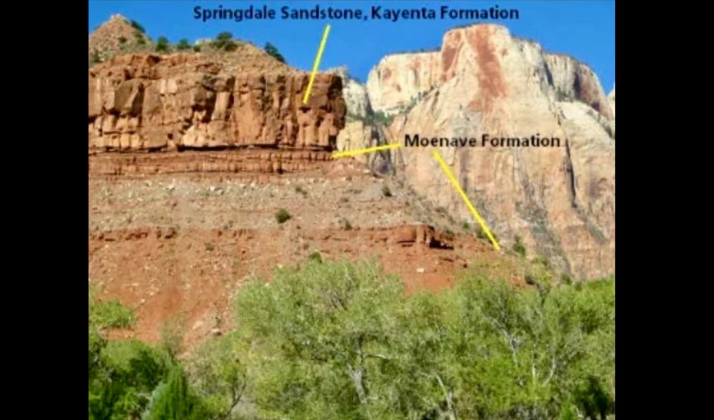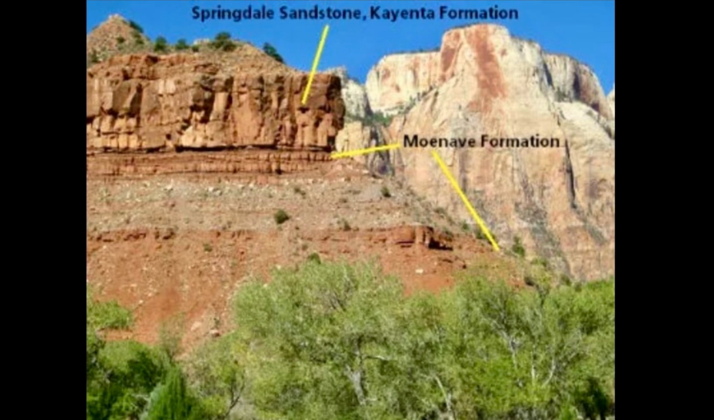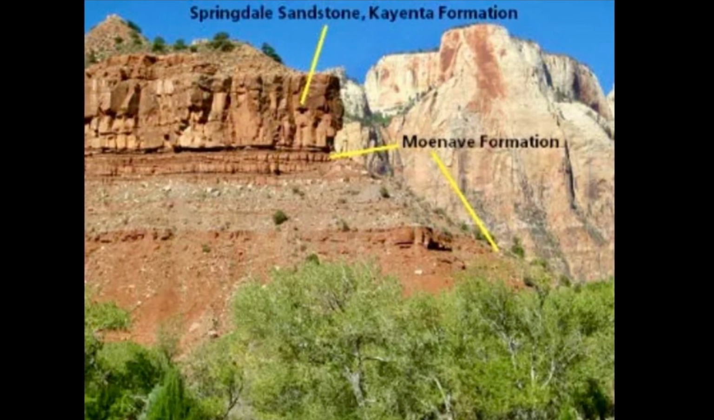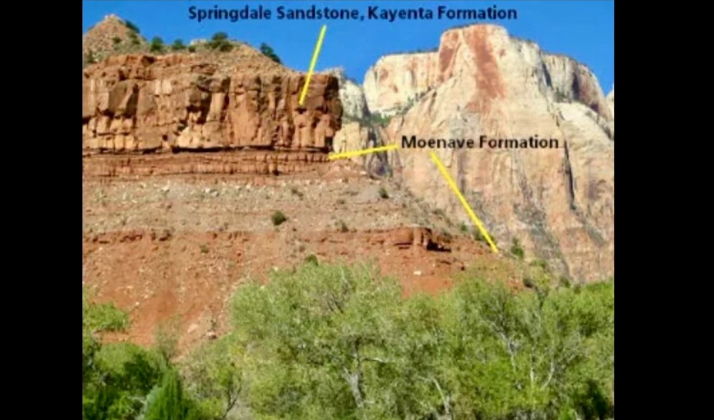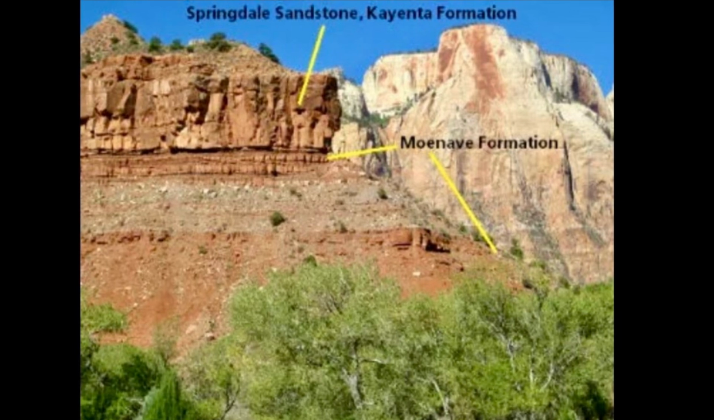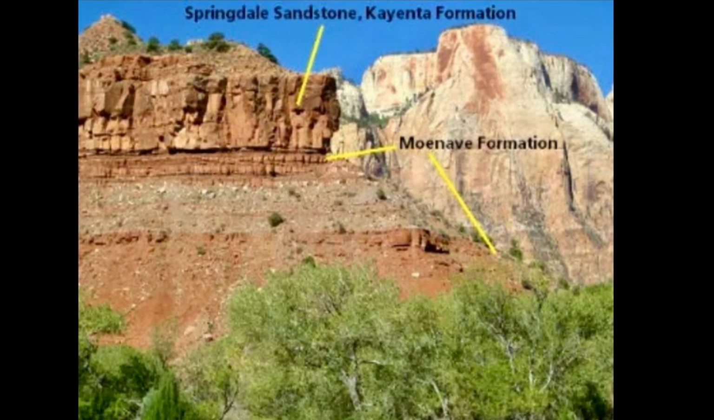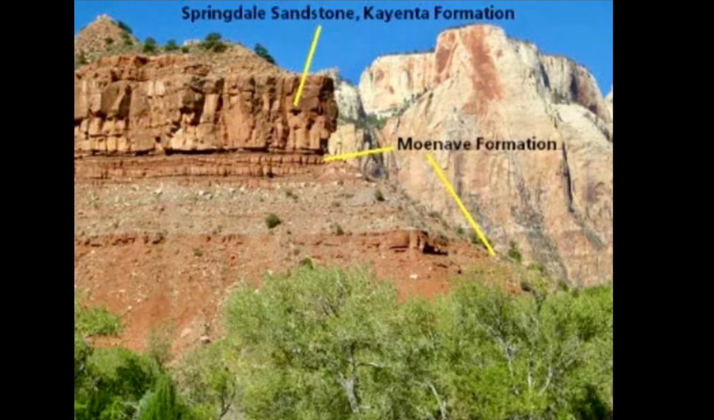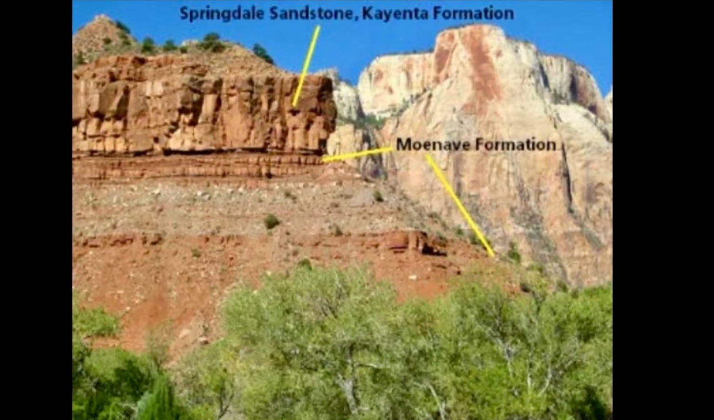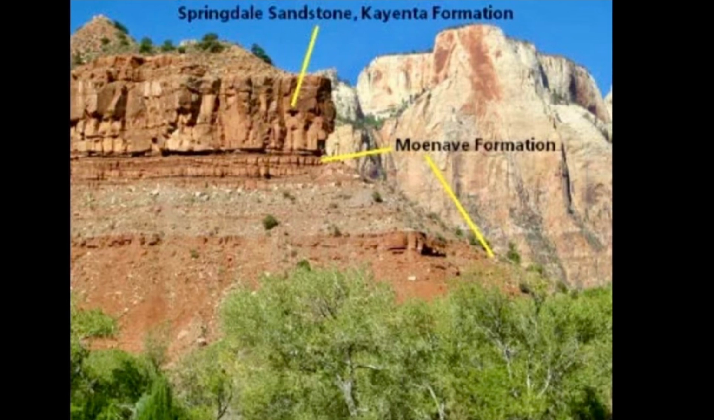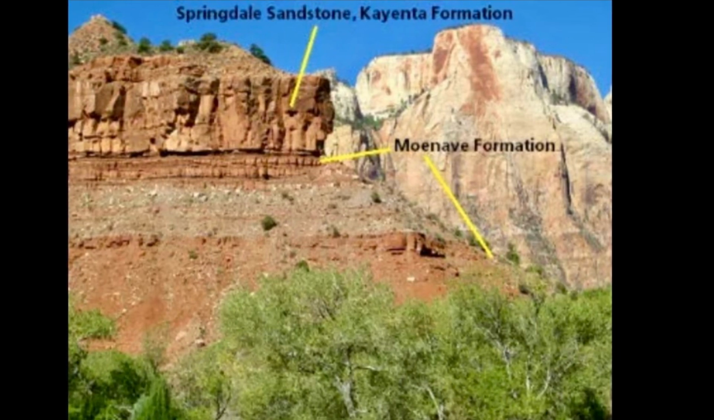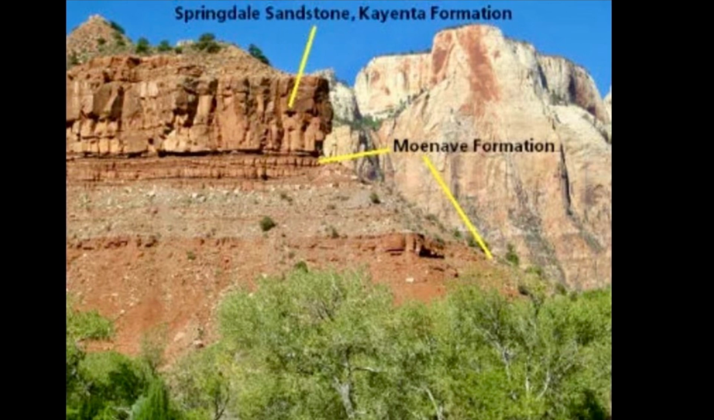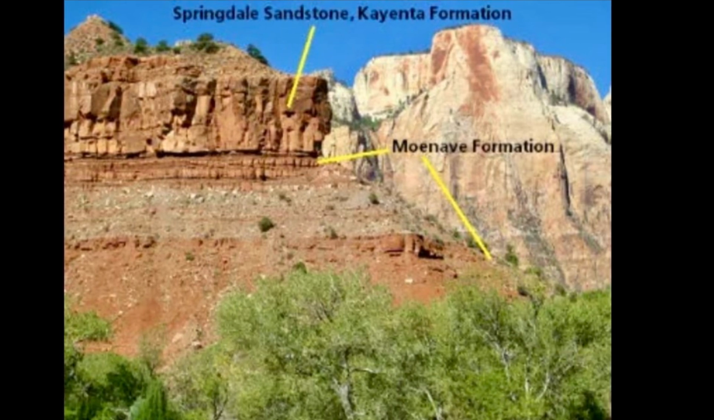After a while, the sands that created the Wingate sandstone finally made it to the area of Zion in the form of the Springdale Sandstone Formation. The Springdale Sandstone is a prominent feature of Zion Canyon. It's a cliff former, and so you can usually easily find it, and that helps you locate the strata that are below and above it.